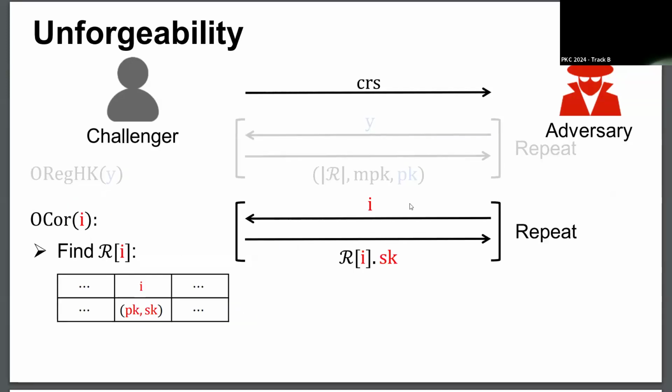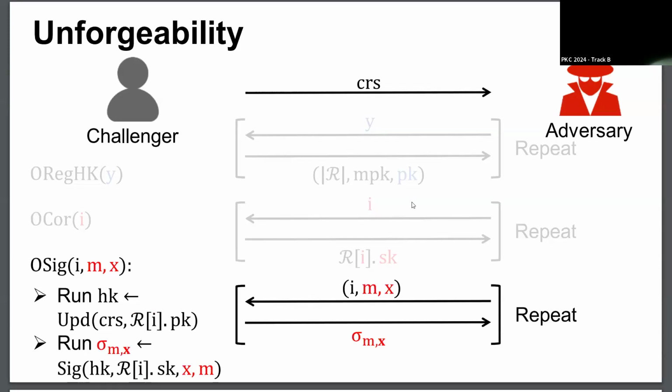The second is for corrupting secret keys. It means any system user may collude with the adversary. The last one is signature generation. It means the adversary has access to any previously issued signature in this system.